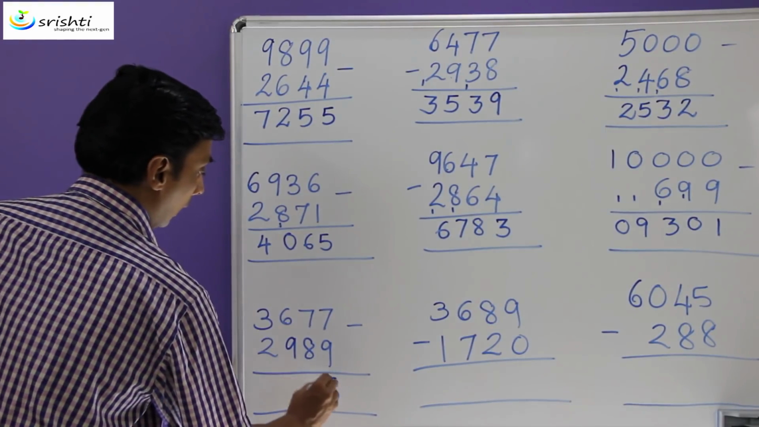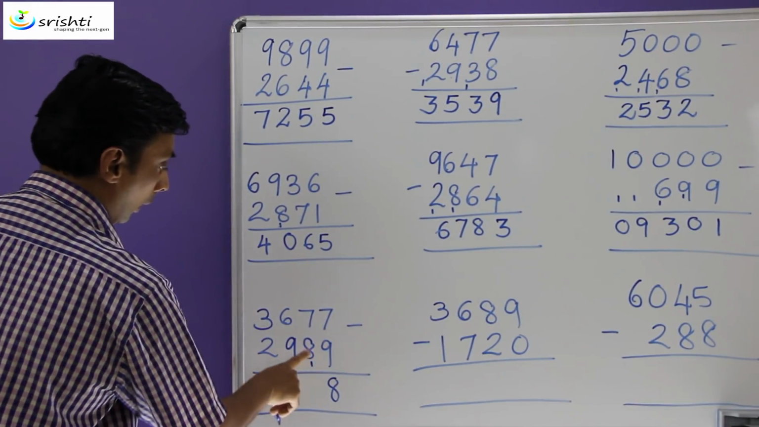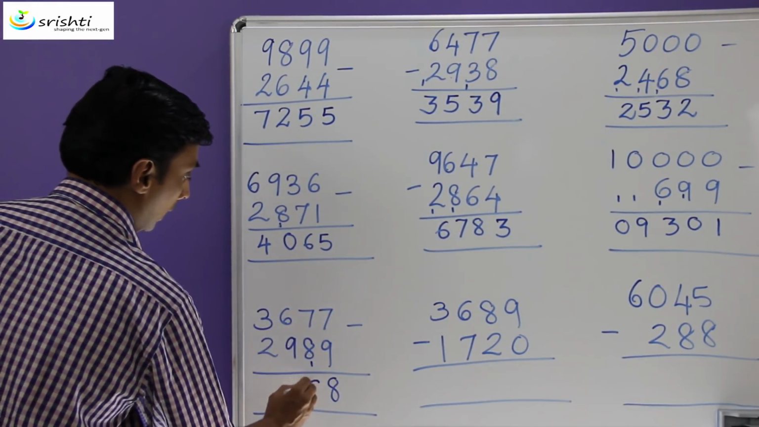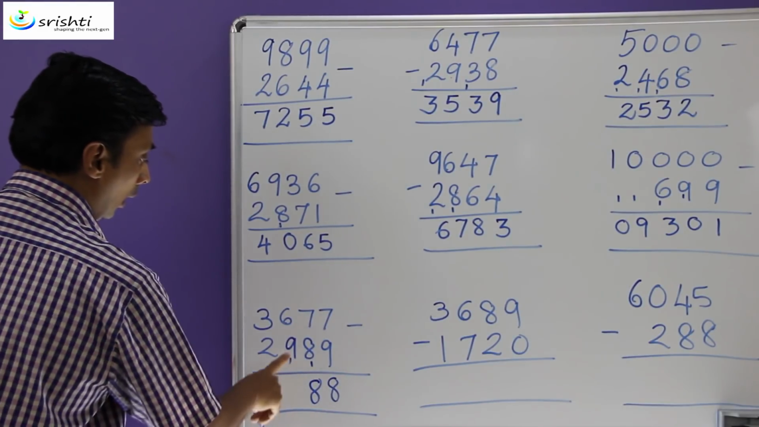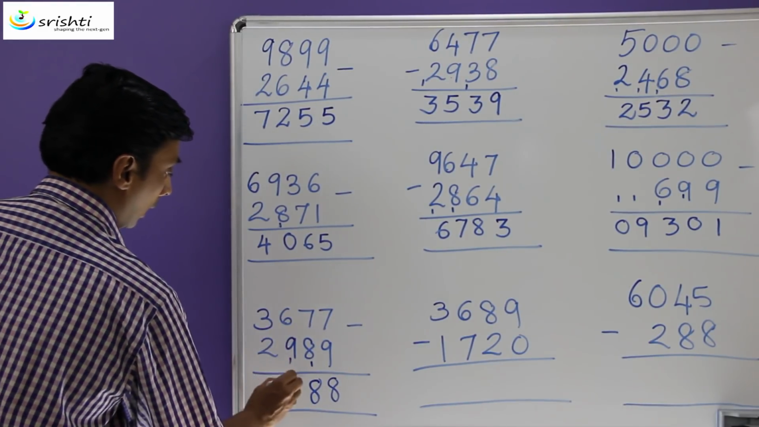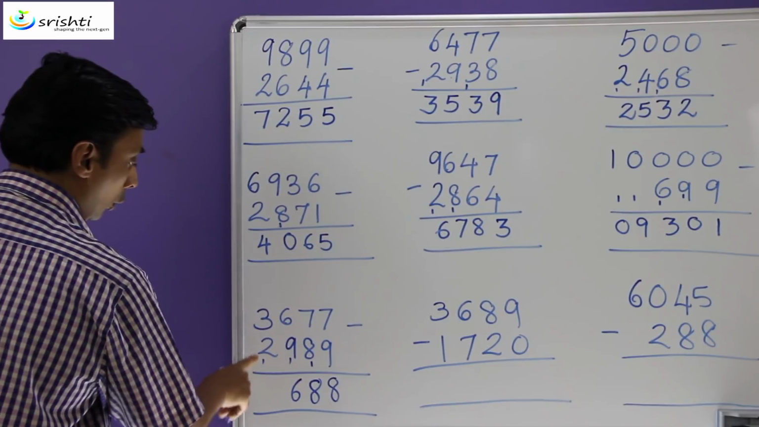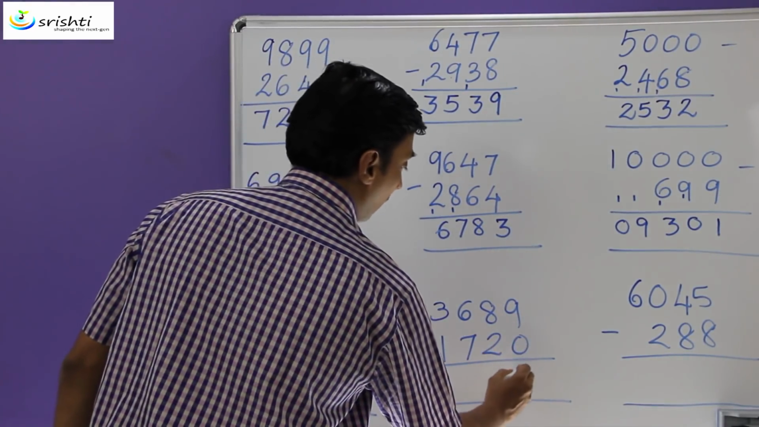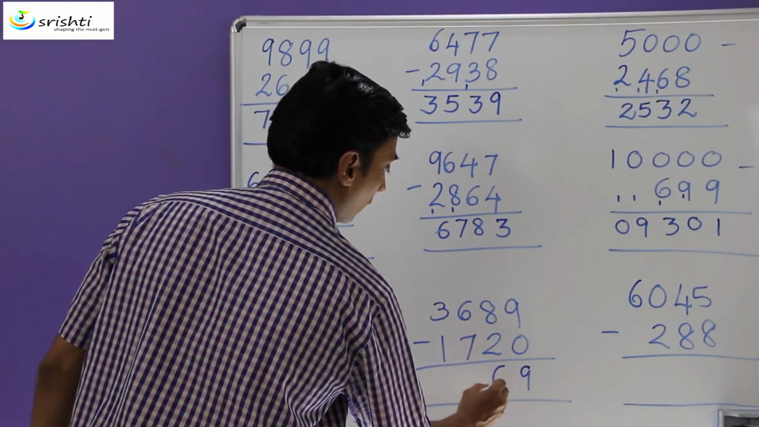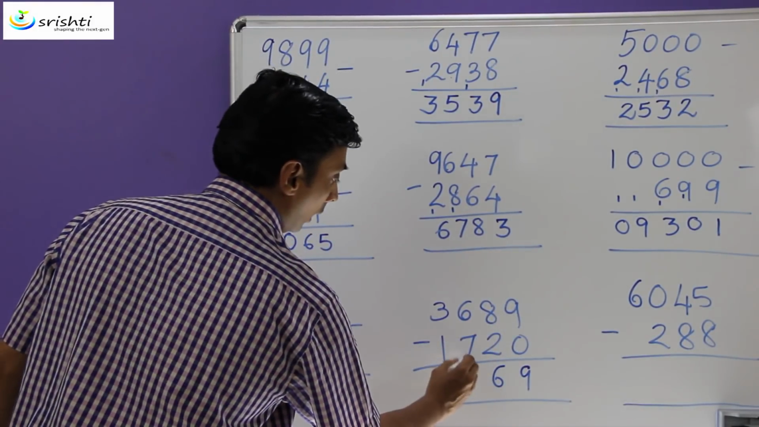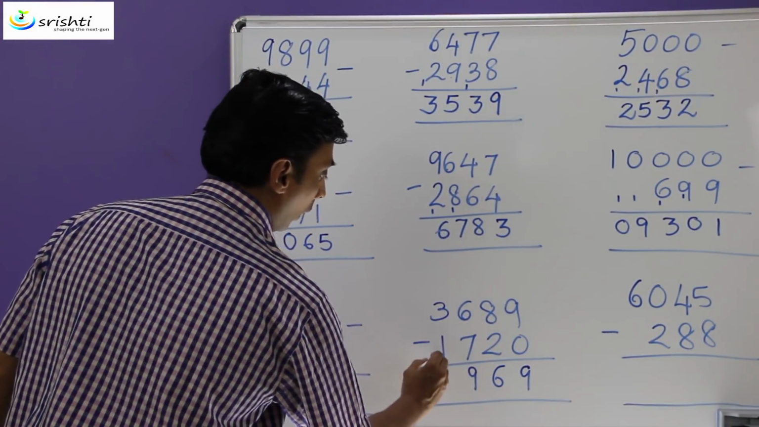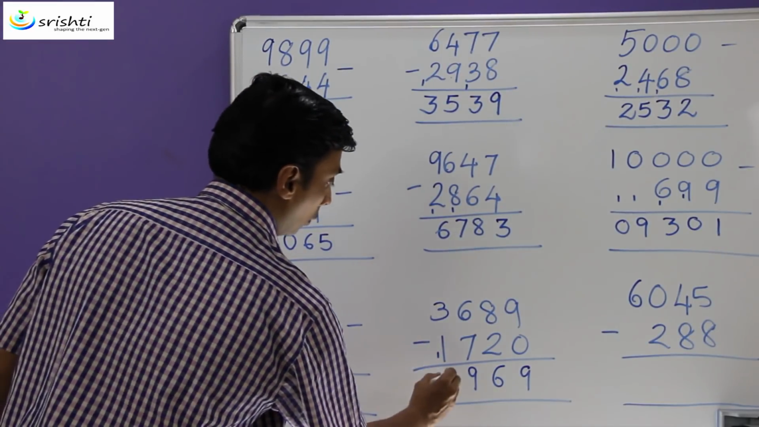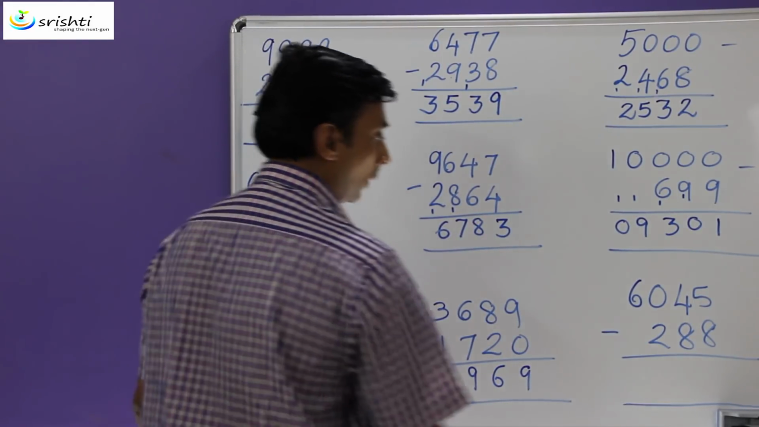8 plus 9 is 17, 1 carried. 1 plus 8 is 9, 9 plus 8 17, 1 carried. 9 plus 1 is 10, 10 plus 6 is 16, 1 carried. 2 plus 1 is 3, 3 plus 0 is 3. 9 plus 0 is 9, 6 plus 2 is 8, 9 plus 7 is 16, 1 carried. 1 plus 1 is 2, 2 plus 1 is 3.